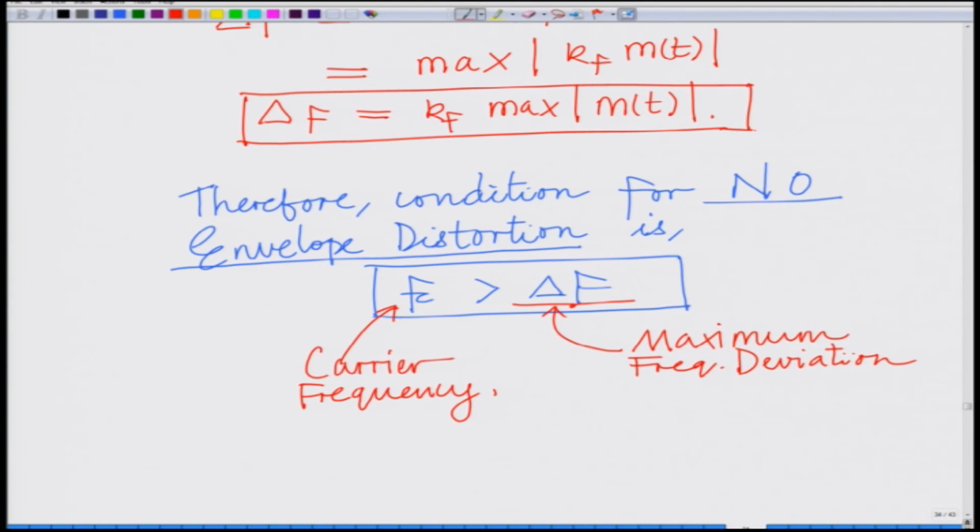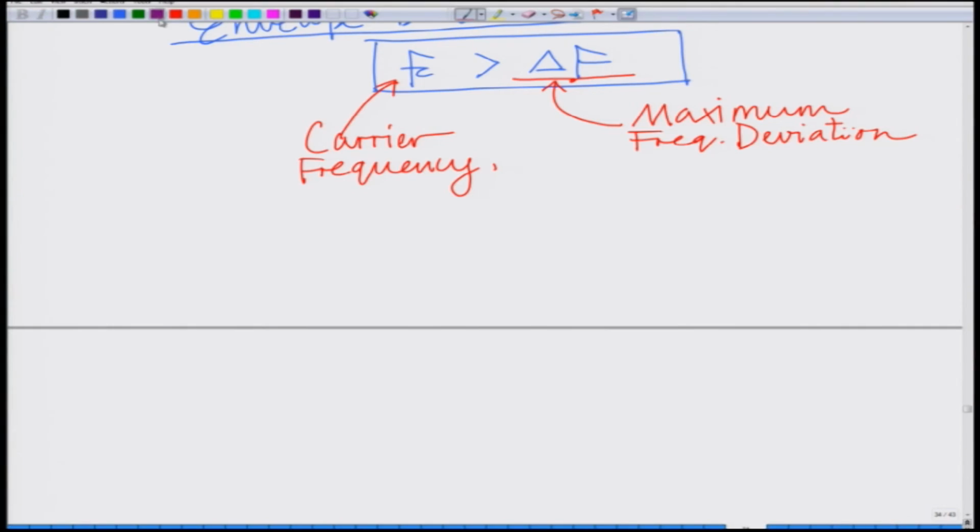And therefore, if this condition is satisfied, that is, the carrier frequency of the FM signal is greater than the maximum frequency deviation, there will be no envelope distortion. However, you can see that this is naturally true for an FM signal, since the carrier frequency is a very high quantity compared to the frequency deviation. For instance, let us look at a typical example of an FM signal.